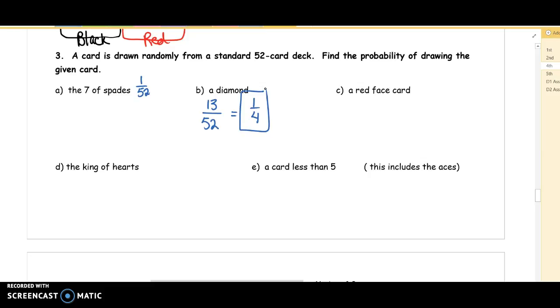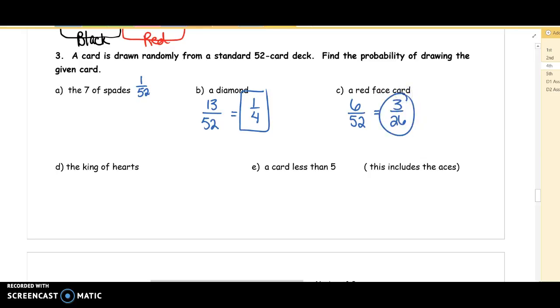A red face card. So take a look at that diagram and count up how many red face cards are there. There are 6 red face cards. There's the Jack, Queen, King of Hearts and Jack, Queen, King of Diamonds. There are 6 red face cards out of 52 total. Simplify that fraction.